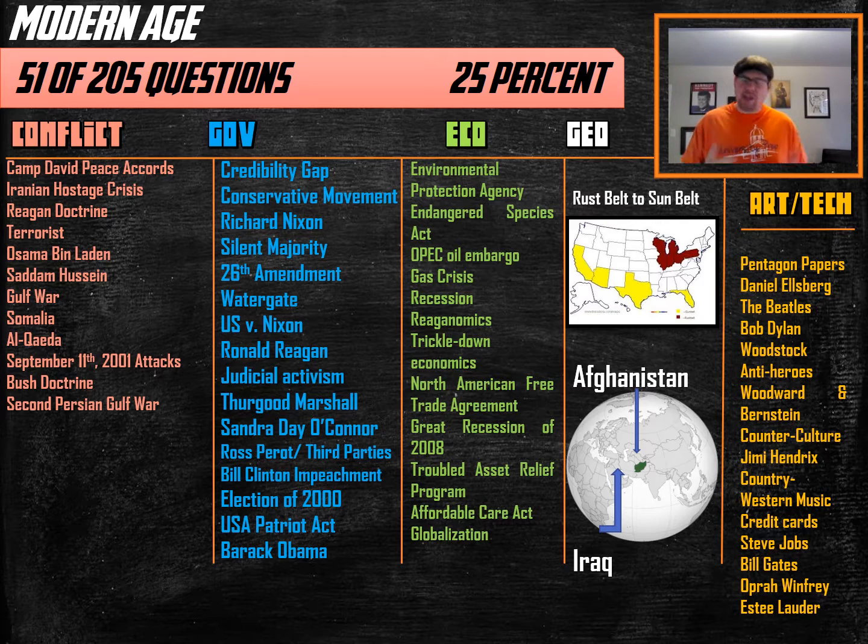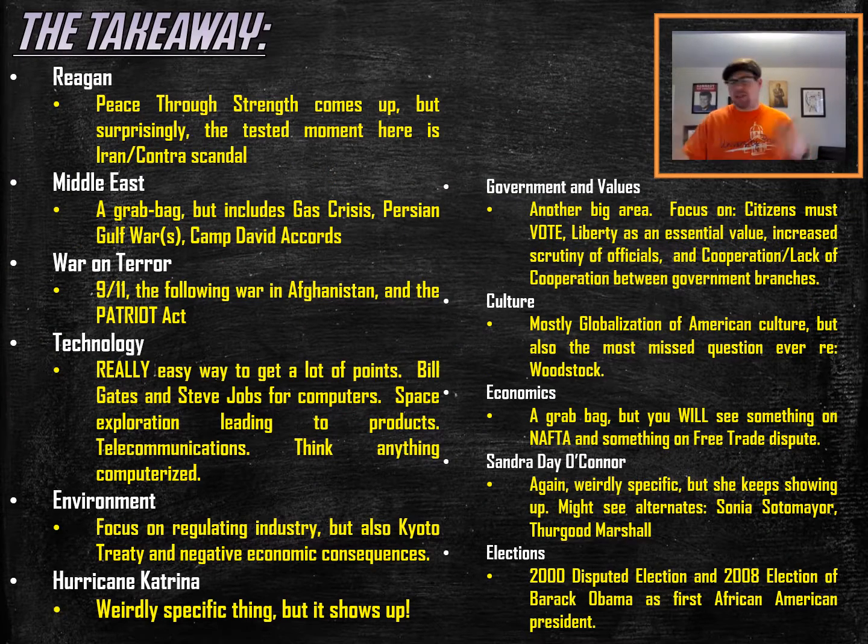However, in today's video, we're going to look at one of the areas in which the test has focused over and over and over again over the years when it comes to the modern age. Now, there's a lot of different categories when it comes to the modern age the test focuses on, but today we're going to look at Ronald Reagan's presidency.